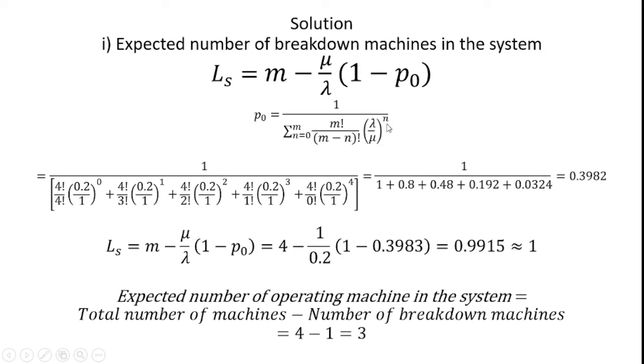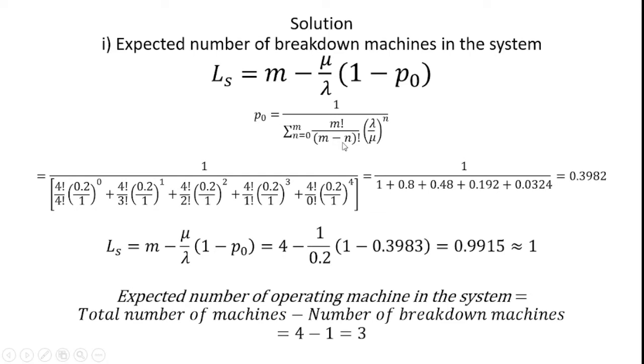The first customer enters into the queue, so here n is equal to 1. So 4 factorial divided by 3 factorial into (0.2 by 1) power 1. Similarly, I move to another incremental term, plus 4 factorial. Here also small m is equal to 4. What about small n? The next customer enters into the queue, so small n is equal to 2.